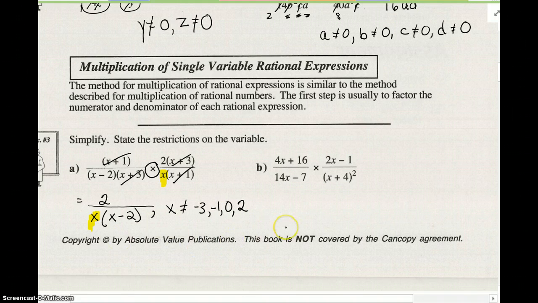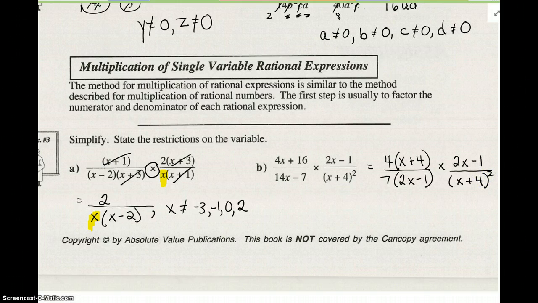All right, so next question, same idea, but before I can start canceling things out, I need to make sure I factor. So I'm going to just do this over here. My numerator in the first fraction is going to have a 4 that is common to both terms. So I end up with 4x plus 4, and on the bottom I'm going to pull out a 7. I end up with a 2x minus 1. And in the other fraction, I have, well, a 2x minus 1. I can't do anything with that. But on the bottom, I have an x plus 4. Well, actually, I'm just going to leave it as an x plus 4 squared.